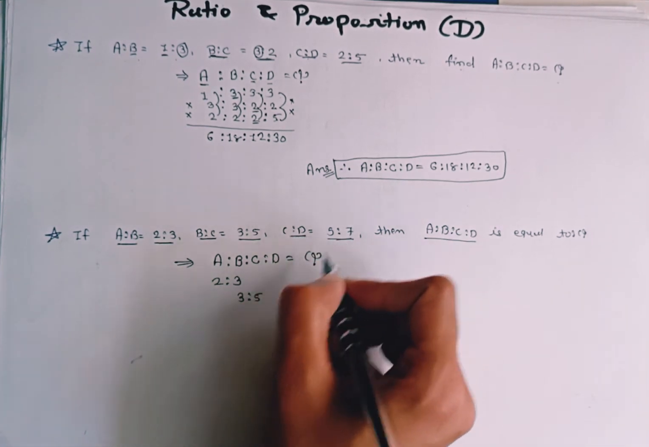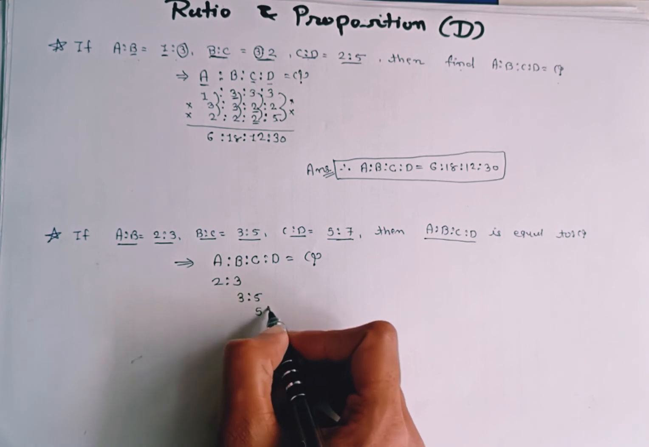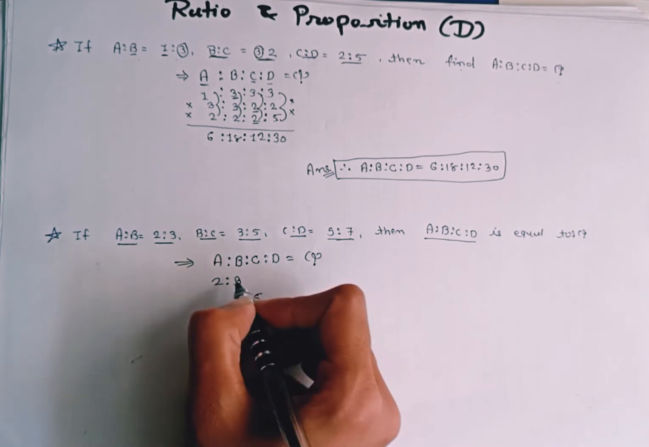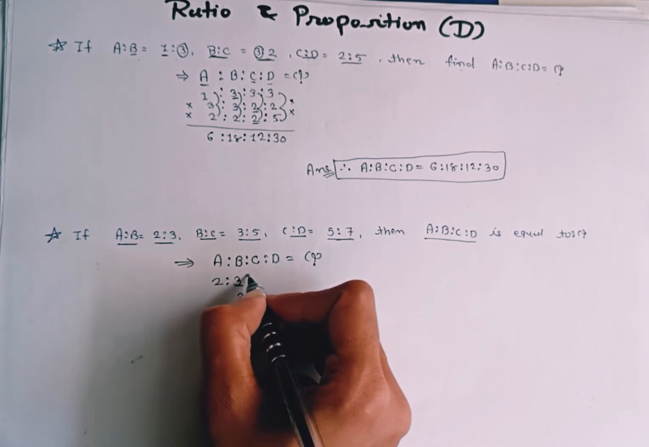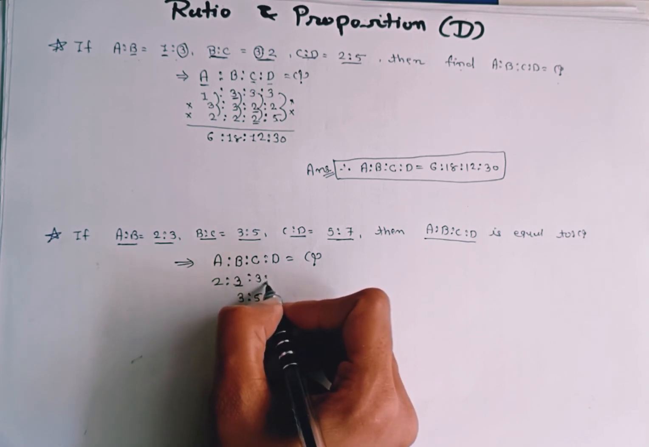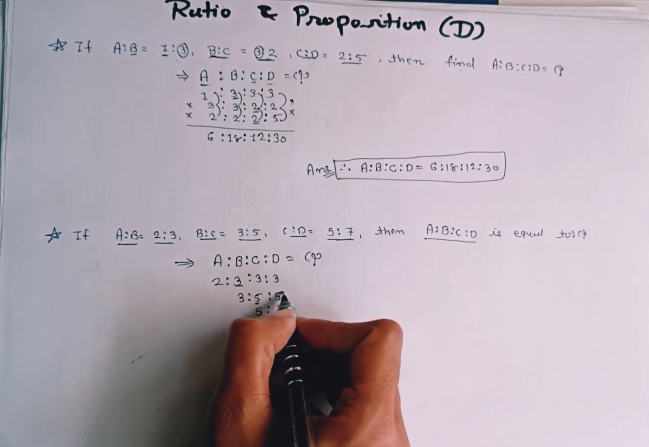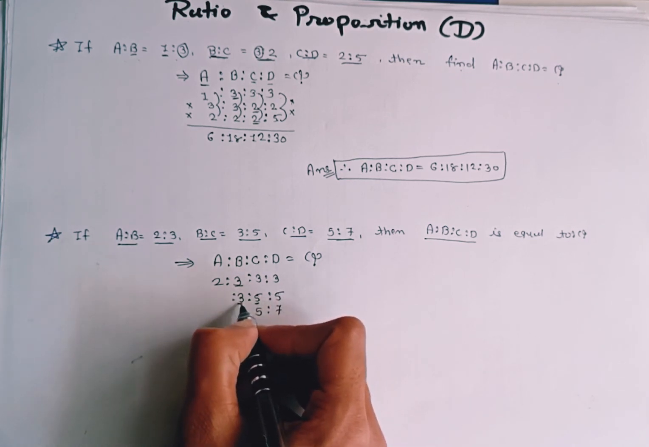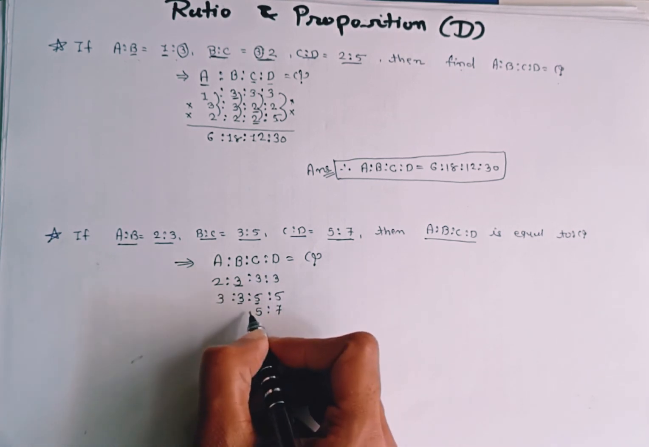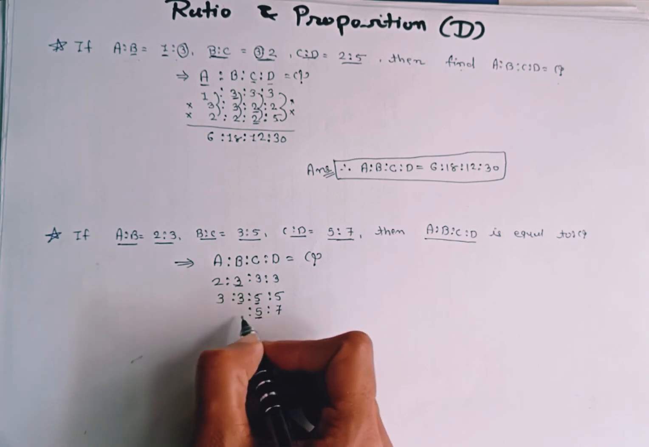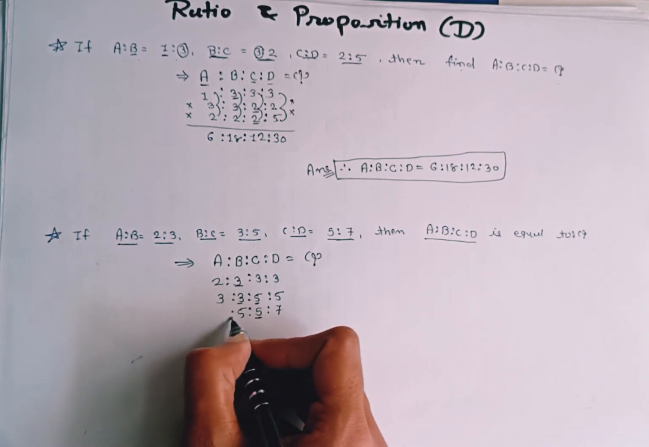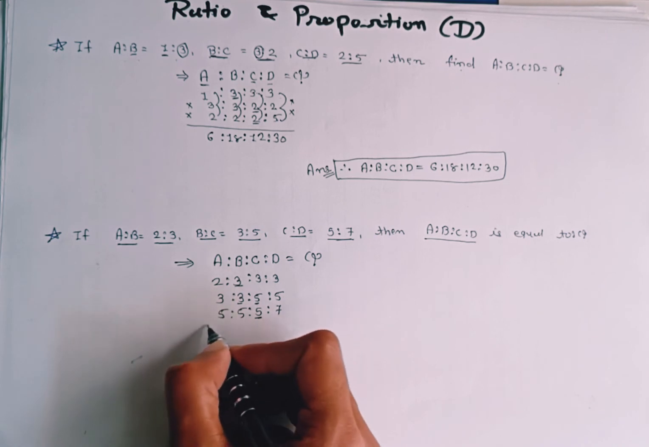C colon d is equal to 5 colon 7. So we write 5 colon 7. So c is equal to 3, d is equal to 3. C is equal to 5, so d is equal to 5. B is equal to 3, so a is equal to 3. C is equal to 5, so b is equal to 5 and also a is equal to 5.